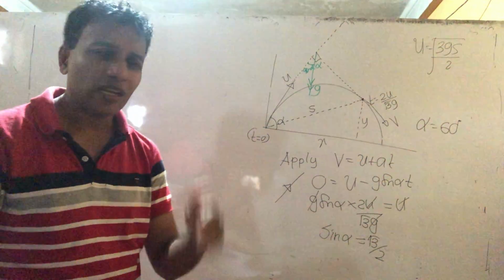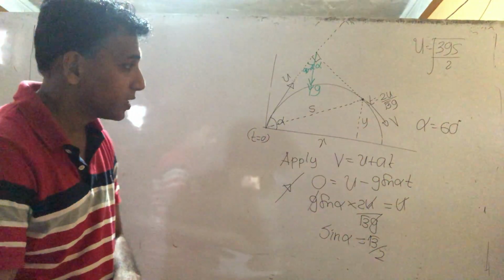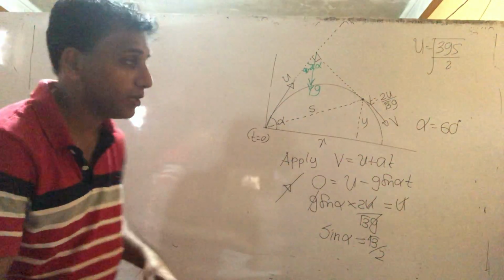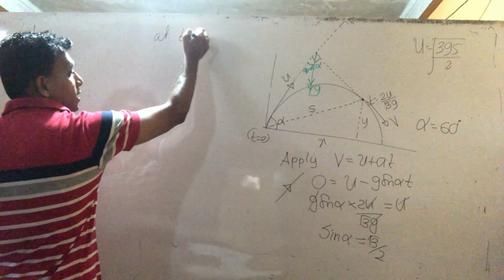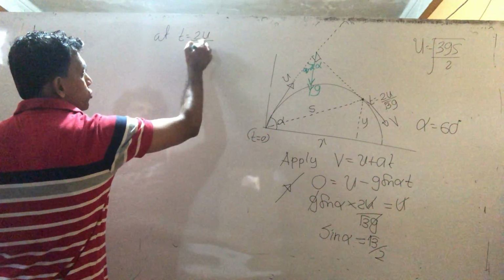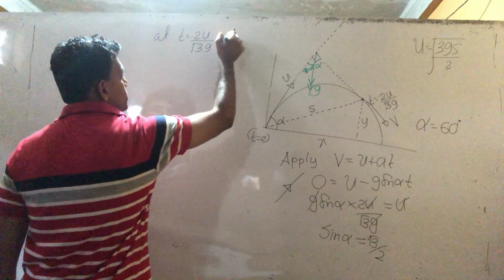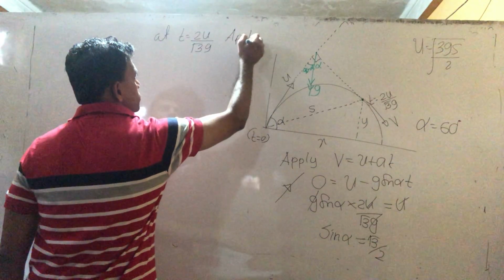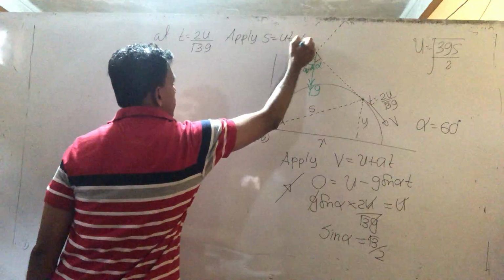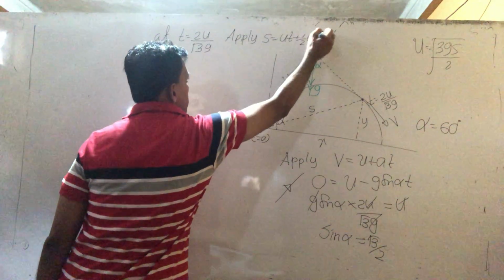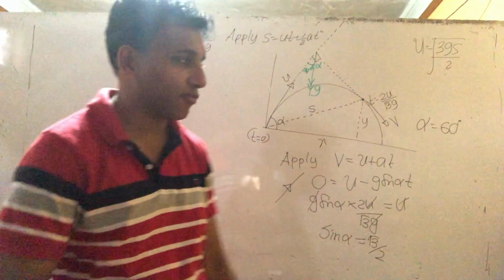Now here, as I mentioned earlier, use the formula S equal ut plus half ft square, up to time t. At time t equal 2u over root 3g, apply S equal ut plus half at or ft square. Applied means we use the S, no matter whether F or A.